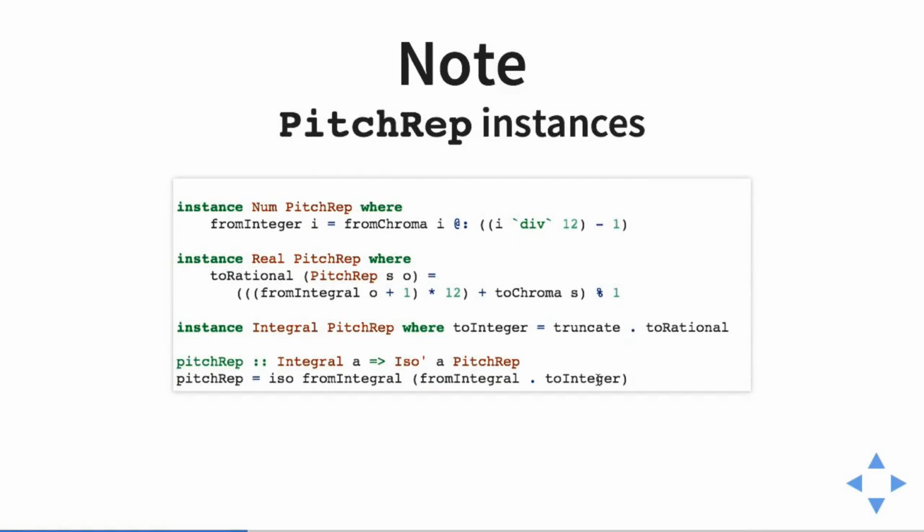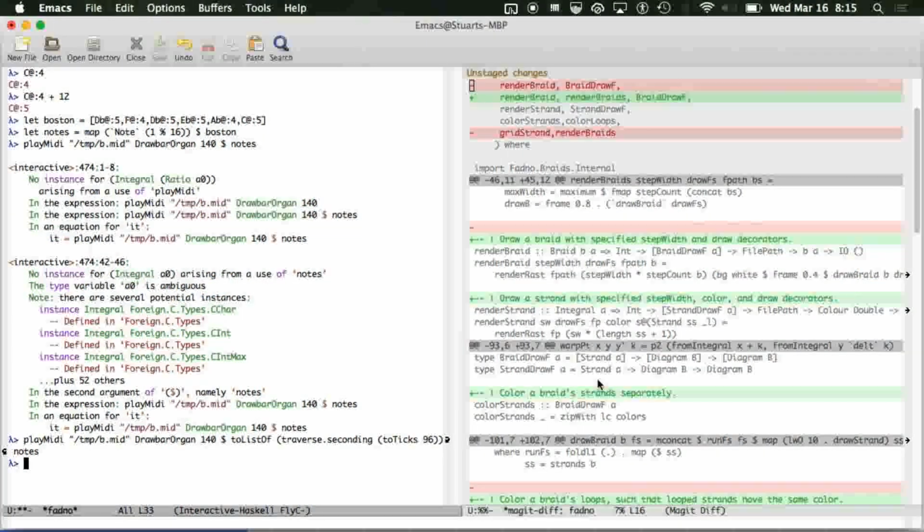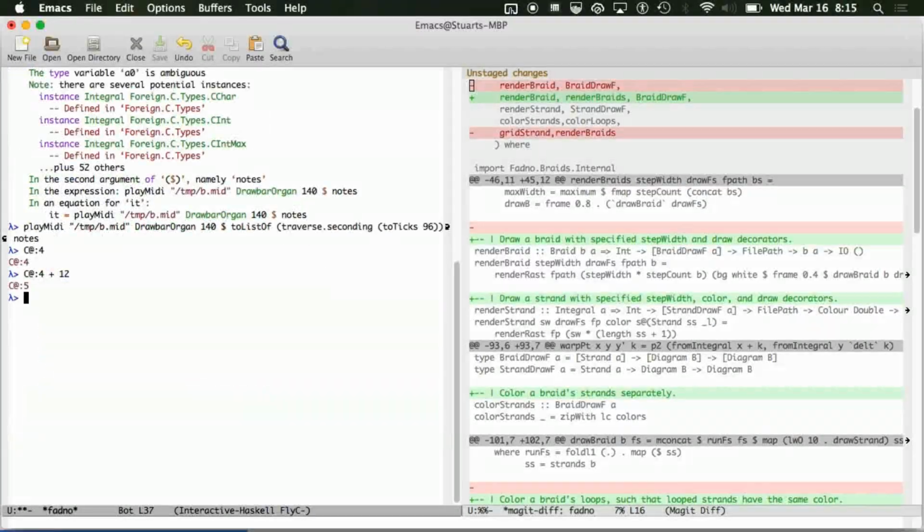Most importantly, I've written these instances for pitch rep. This is very important because now I can do something as simple as say C4, right? I can also do C4 plus 12, and I get C5. So that's pretty awesome, at least if you come from the universe of horrible monomorphic music DSLs.